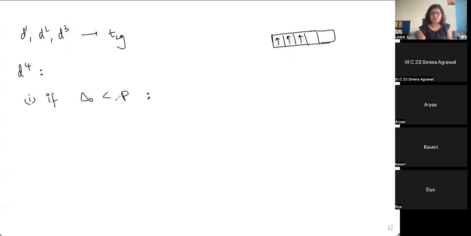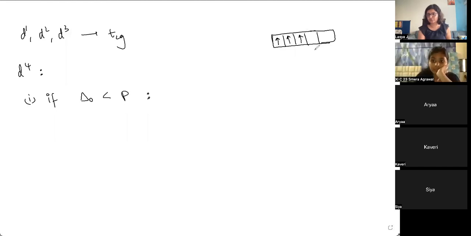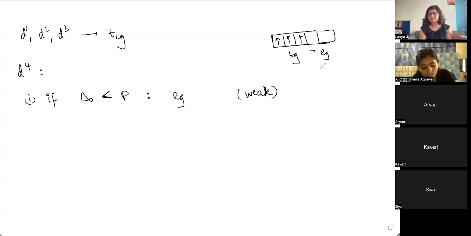Back to this. So if delta naught is less than P, so if it takes less energy to go to the next orbital, which is Eg, compared to pairing an electron, the electron is going to take the route of lesser energy. So this is going to go into the Eg orbital. So delta naught is less, meaning in the case of weak ligands, you can be pretty sure that it's going to go into Eg only, always.